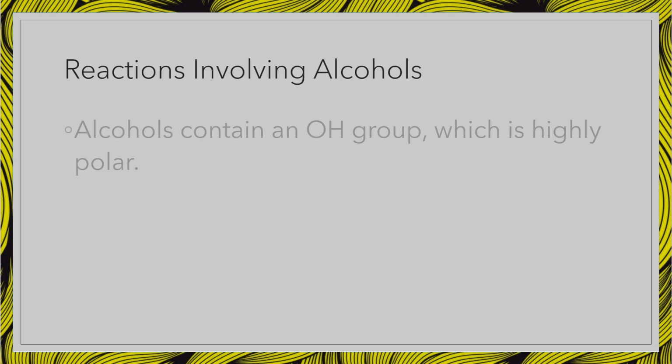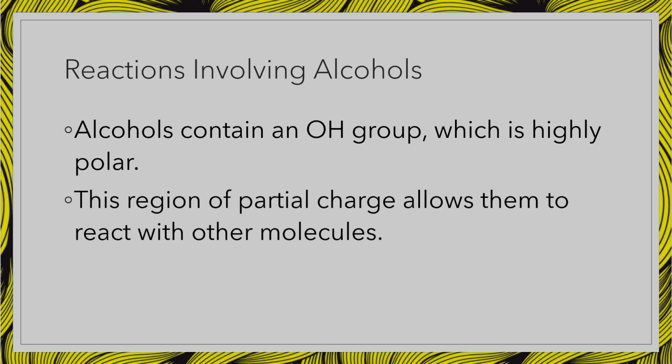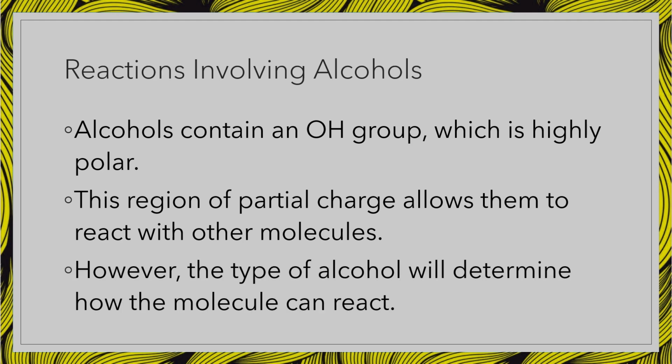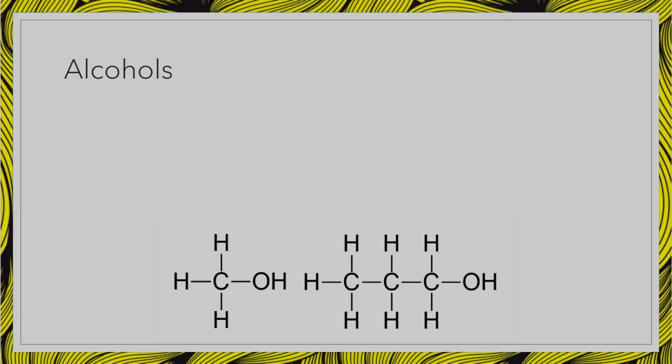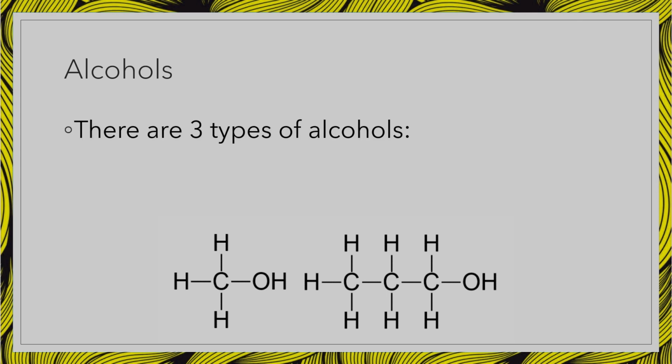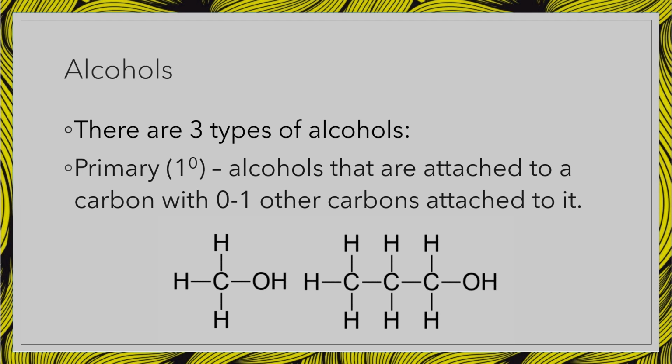Now, reactions involving alcohols. Alcohols contain an OH group, which is highly polar, so it's a good site for reactivity. And this region of partial charge allows them to react with other molecules. However, the type of alcohol will determine how the molecule can react. So we have to know the difference between primary, secondary, and tertiary alcohols. There are three types of alcohols.